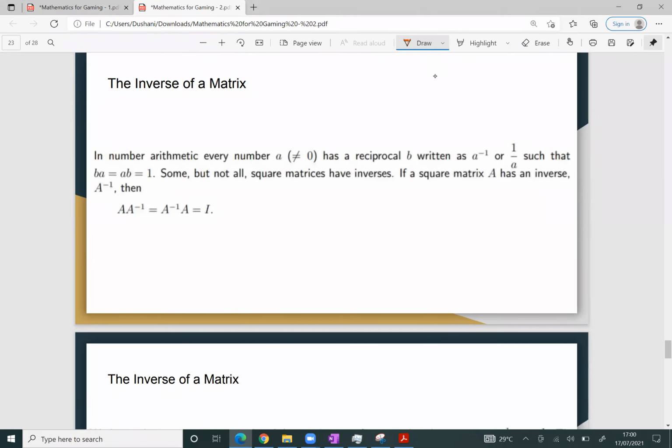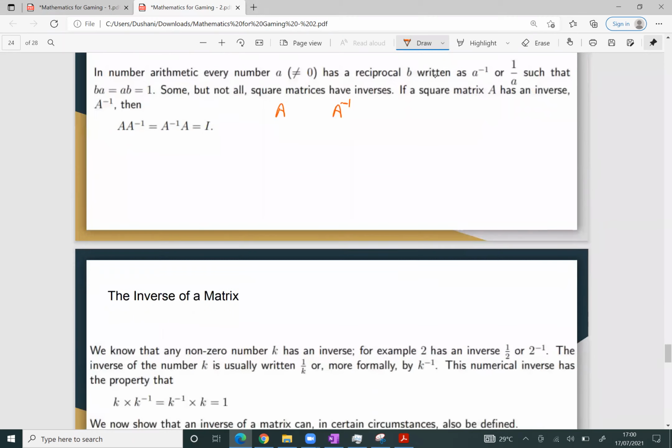Then when we look at the inverse of a matrix, if a matrix A has an inverse which is denoted by A to the power of -1, then their multiplication will be the identity matrix.